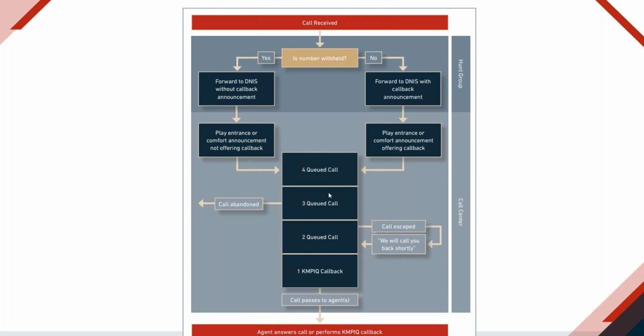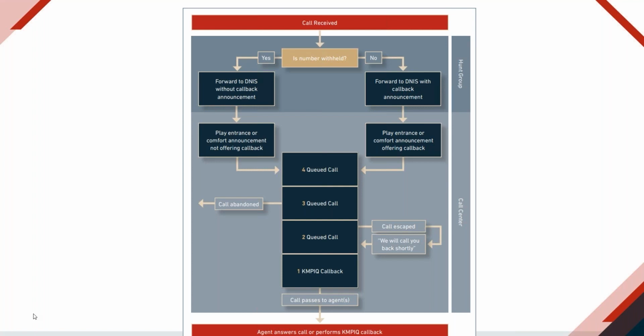So callers waiting in queue here, after they go past the hunt group, which really just directs them to where they need to go, at this point in time, the caller decides they don't want to wait, so they escape. They get the message, we'll call you back shortly. They re-enter the queue as a Keep My Place in Queue request. Then once the call passes to the agent, whether it's a live caller or a request, the agent will answer the call, and if it's a live caller, they then start speaking. If it's the Keep My Place in Queue request, they wait a few seconds longer for the other party to answer the phone. And that's it.